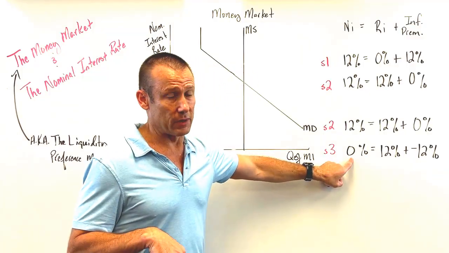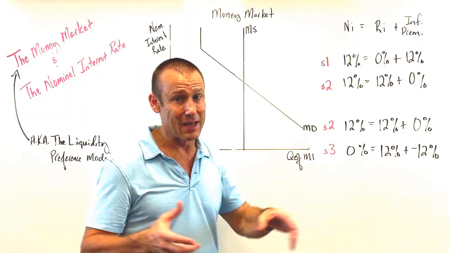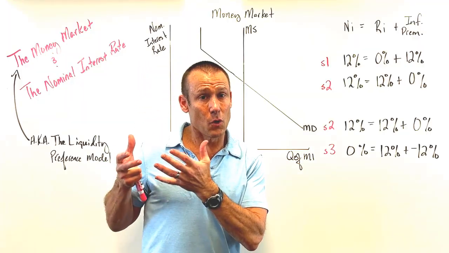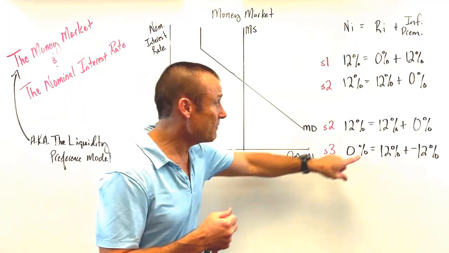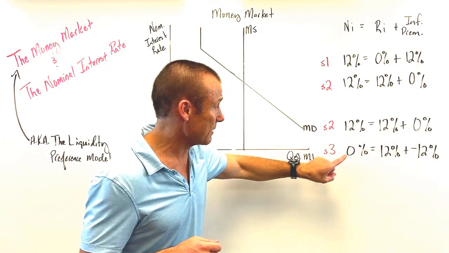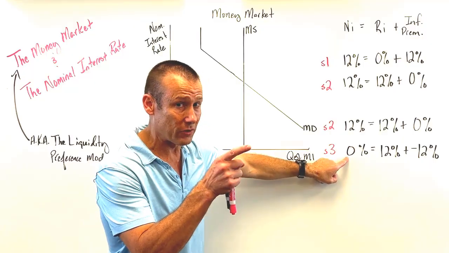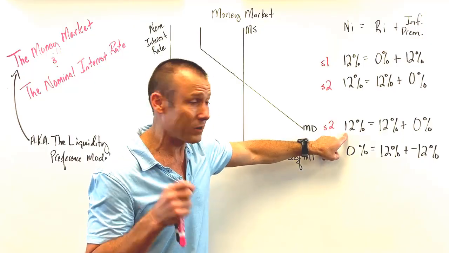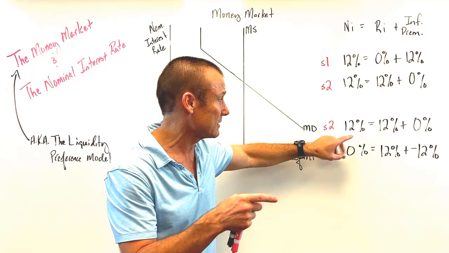I am not motivated to hold these other assets. I'm motivated to hold my wealth as cash. Even though the real interest rate is the same, I am not motivated at all to hold these other assets. I'm just going to hold cash. In the other scenario, I'm quite motivated to hold the other assets.